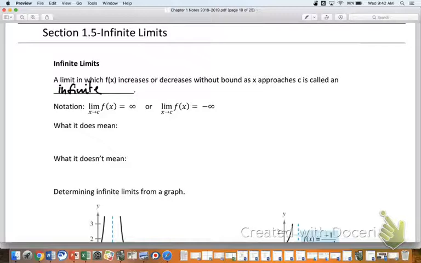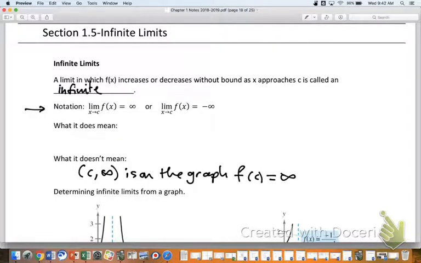So the notation here, again, hopefully this looks really familiar from your summer assignment. Limit as x approaches c of f of x equals infinity. We're not saying the thing that it doesn't mean. We're not saying that the point (c, infinity) is on the graph. Right? So if you said f of c equals infinity, we have a major issue because the point (c, infinity) can't be on a graph because all the graphs we have are finite, right? You just can't do it. And so that is not what that notation means.